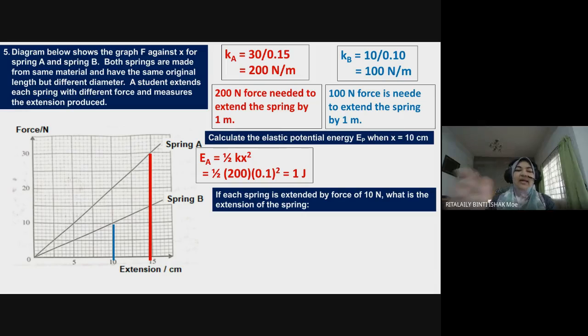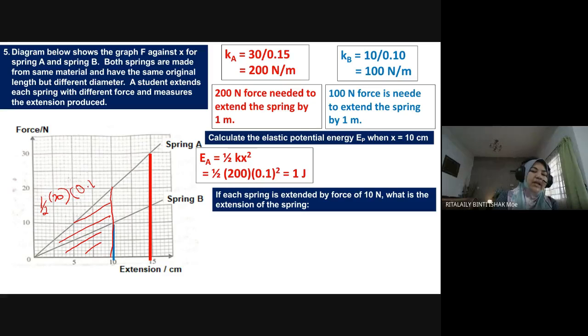Okay, so this one is for spring A, the area under the graph for spring A. So it is half times 20 times 10 cm, but if you want to write the answer in joule, 10 cm will be 0.1. Okay, so 10 times 0.1, you get 1 joule.